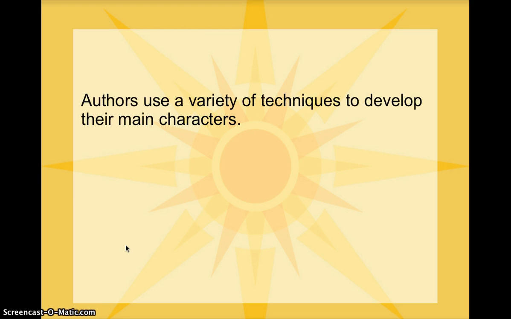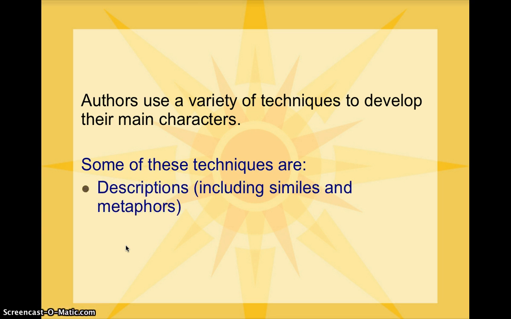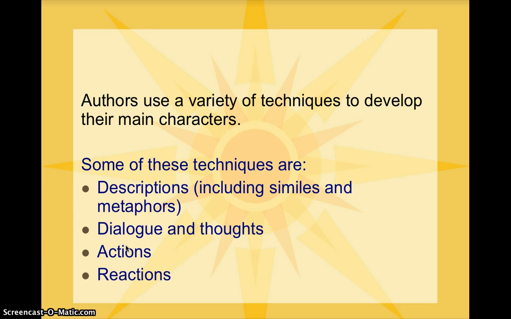Now, there are several different techniques that authors will use to develop their main characters and help us to understand their personality better. Some of these techniques are descriptions, which includes any similes or metaphors that the author decides to use to describe their characters in a more figurative kind of way. The dialogue and thoughts of the character. The actions are what the character does, or maybe what they don't do. And also the reactions of other characters to the dialogue, thoughts, and actions of the character that we are studying.